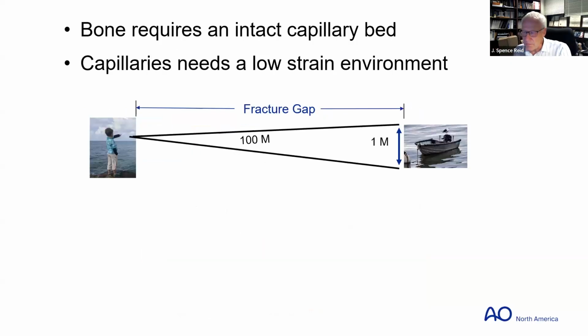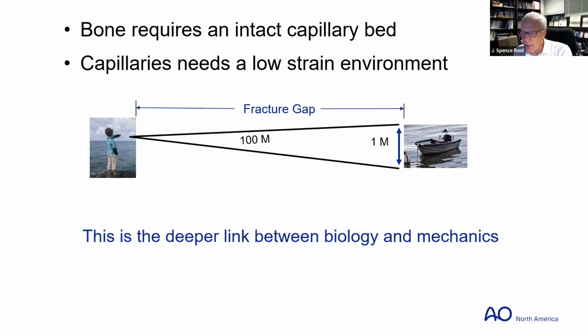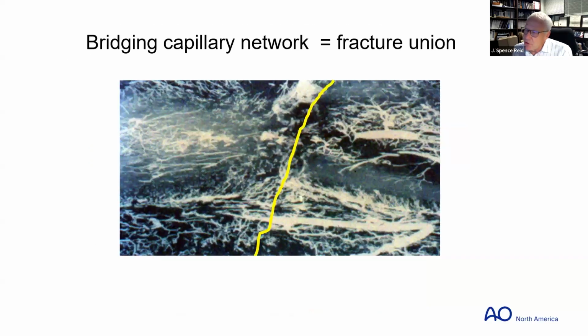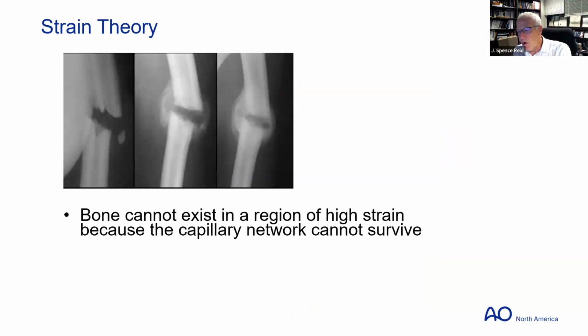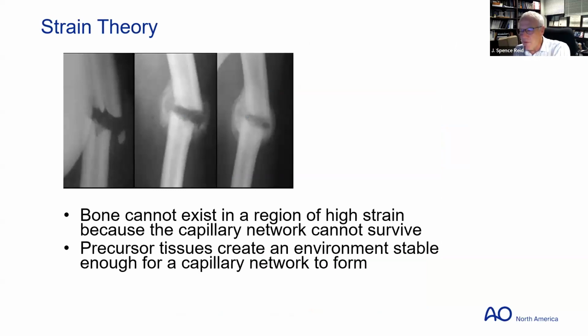So this is the other side of the mechanical-biology link. Bone requires an intact capillary bed, and a capillary needs a low strain environment. And this is really the deeper link between biology and mechanics. So if you want to ask the question, histologically, a fracture union is in many ways a bridging capillary network. The strain theory says that all the preliminary tissues help to create an environment stable enough for a capillary network to form. And this stable environment is a combination of your implant and the callus that you hope is going to form.